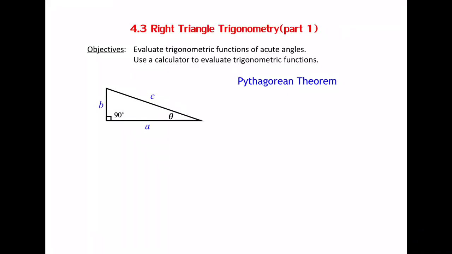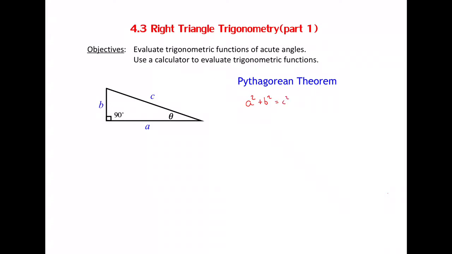Welcome to section 4.3, Right Triangle Trigonometry, Part 1. We're going to look at acute angles of trig functions, and we're also going to evaluate trig functions using a calculator. First thing is, with a right triangle, one of the things that you guys will remember is the Pythagorean theorem, where you take one leg squared plus another leg squared, and it's equal to the hypotenuse squared.